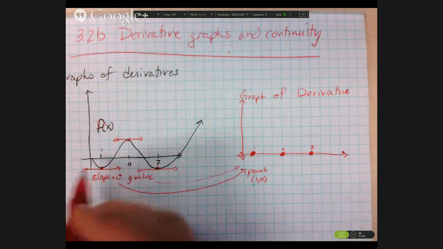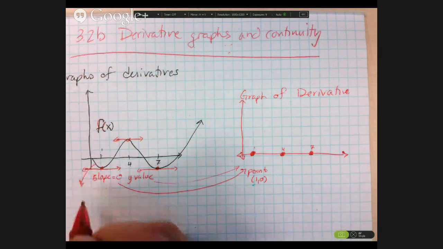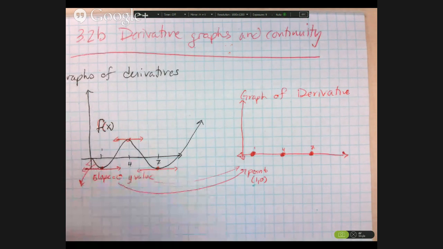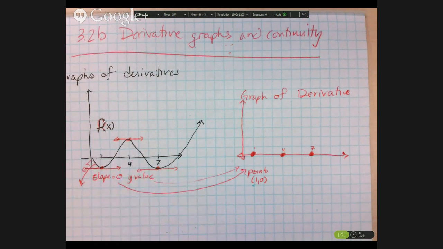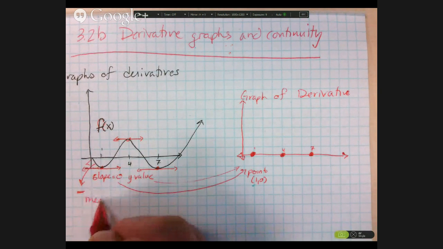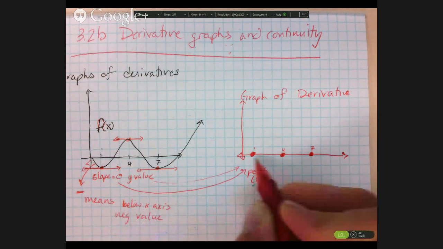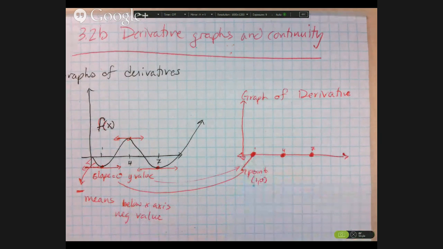All right, what is the slope, from here to here? Negative or positive? Okay, negative slope means you're below the x-axis. It's a negative value. So on the left side of 1, we're below the x-axis because the graph is decreasing.